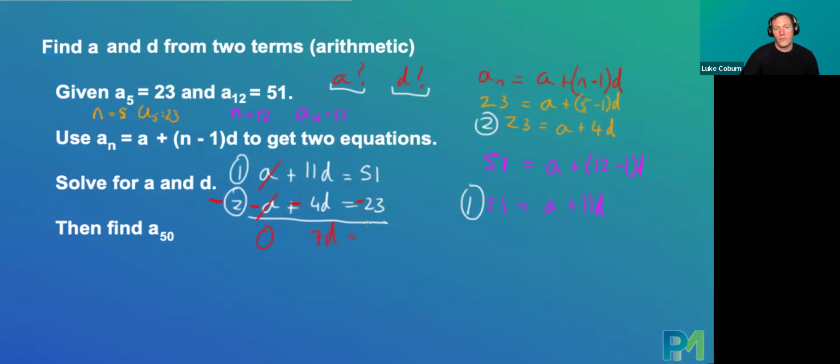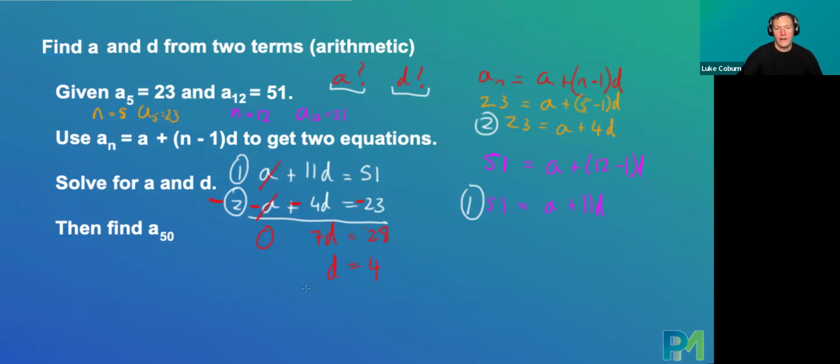And on this side, 51 minus 23 is equal to, obviously I chose the numbers probably badly, did I? So this is going to be 28. Yes, 28. Okay, so not chosen badly. 7D is equal to 28. D is equal to 4.